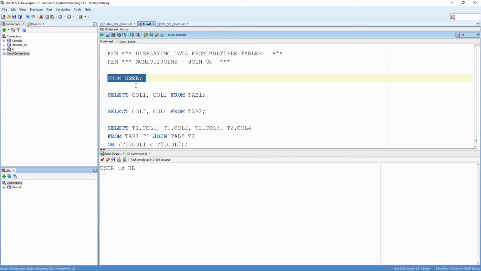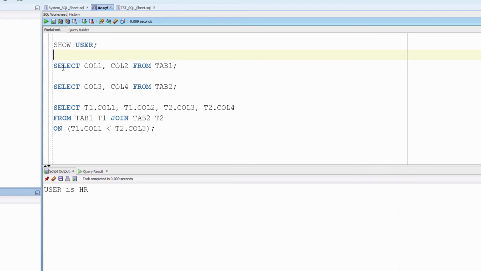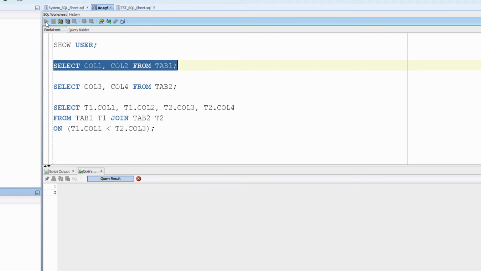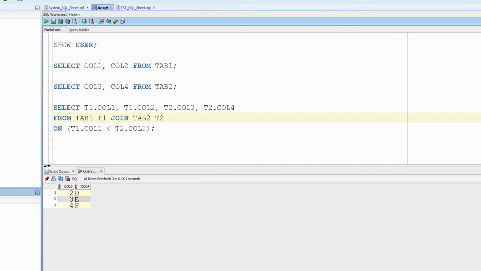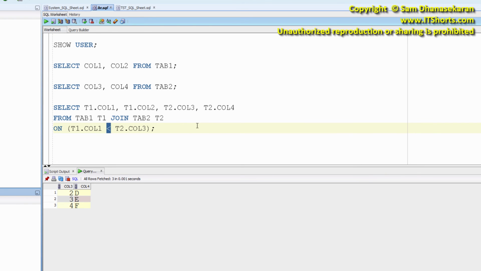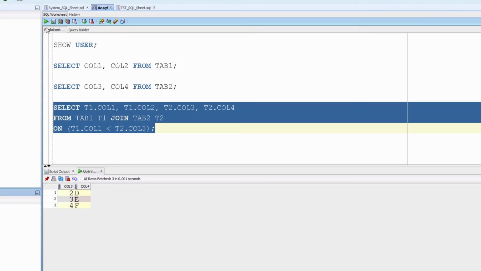Let us check it out. The condition is T1 col 1 is less than T2 col 3, which is a non-equijoin as this doesn't involve an equals to condition. So 1A is joined with 2D, 3E, 4F and 2B is joined with 3E and 4F.